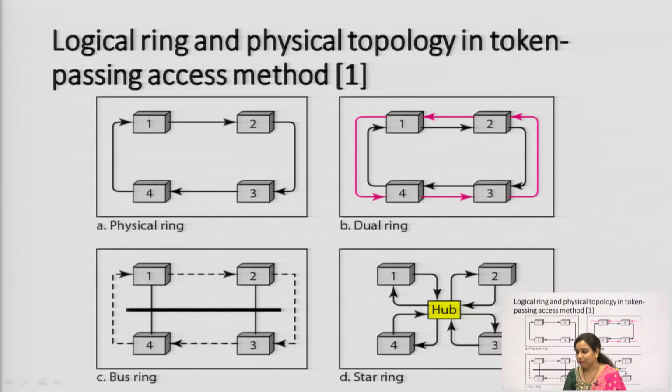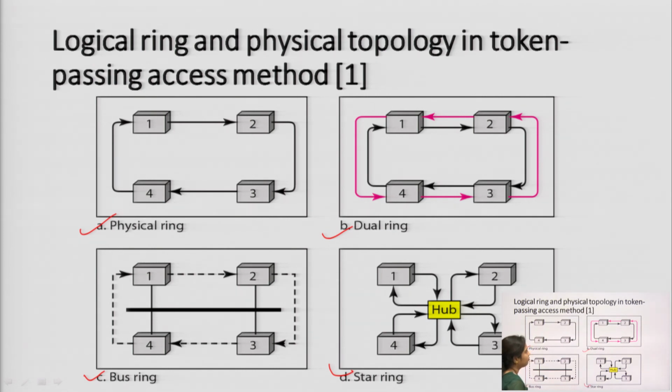Now, the next type of controlled access protocol is the token passing protocol. This is a very interesting kind of protocol. There are 4 different types of configurations available, combining logical ring and physical topology with the token passing access method. The first one is the physical ring, the second one is the dual ring, the third one is the bus ring, and the fourth one is the star ring.